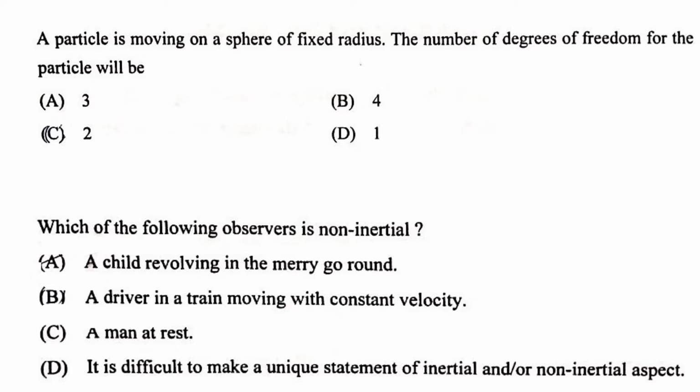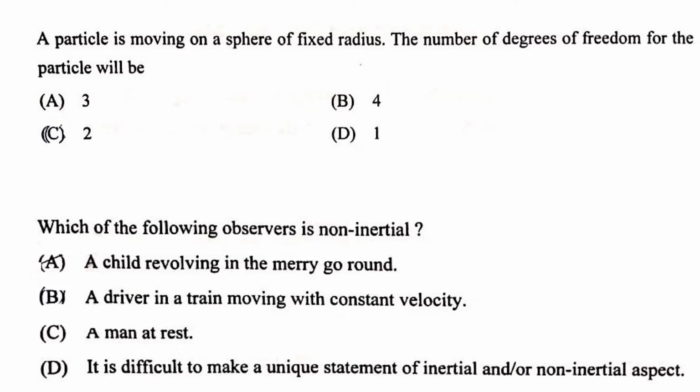A particle is moving on a sphere of fixed radius. The number of degrees of freedom for the particle will be: degrees of freedom is the minimum number of independent variables required to describe the position of a system.